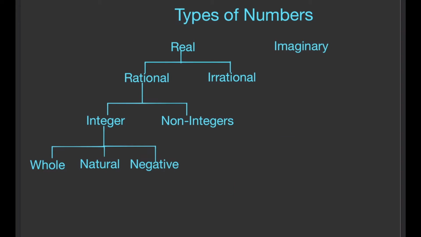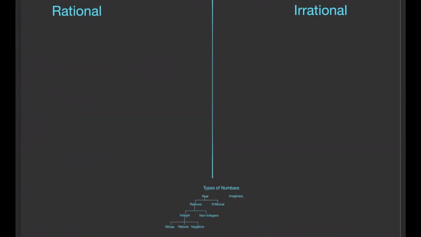As you can see here, we have two major categories at the top, that being real numbers and imaginary numbers. But in this video, we're not going to be looking at imaginary numbers, we're just going to be looking at real numbers. So, what is a real number? Real numbers can either be rational or irrational numbers. So let's have a look at what rational and irrational numbers are.